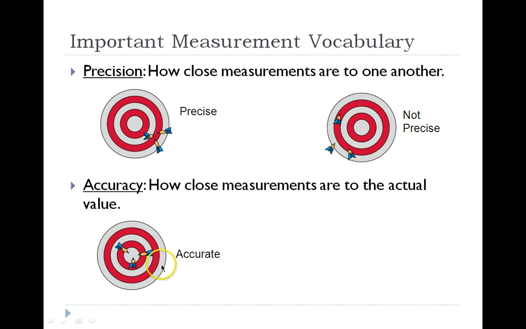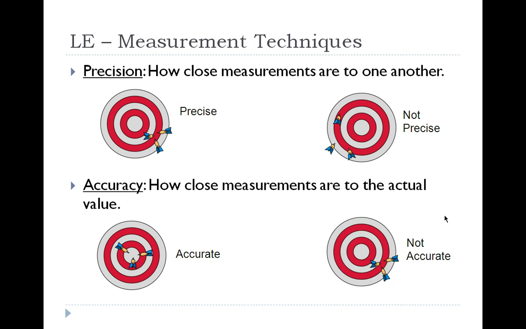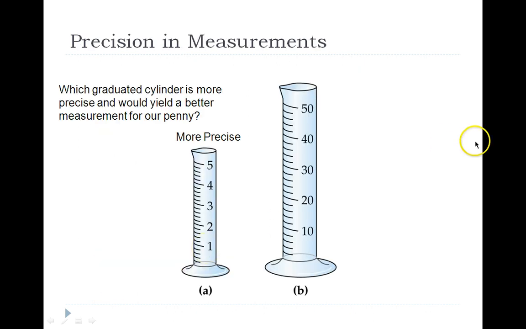So all of these darts are representing measurements made all close to the actual value for whatever we're trying to measure. These would be not accurate. One of the things that you can notice is that you can be precise but not accurate. But if all your measurements are accurate, you're accurate and you're precise. So, precision of measurements. Which graduated cylinder is more precise and would yield a better measurement for a penny being measured as far as volume?